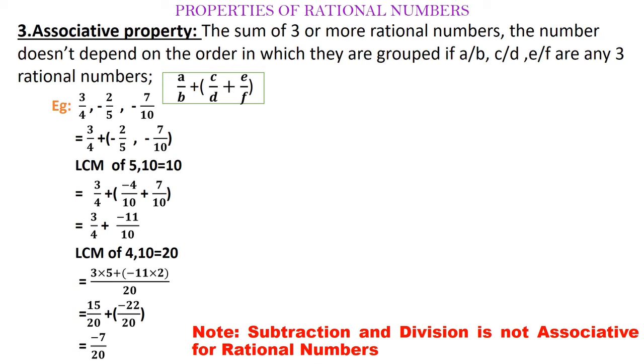Subtraction and division are not associative for rational numbers. It is only applicable to addition and multiplication.